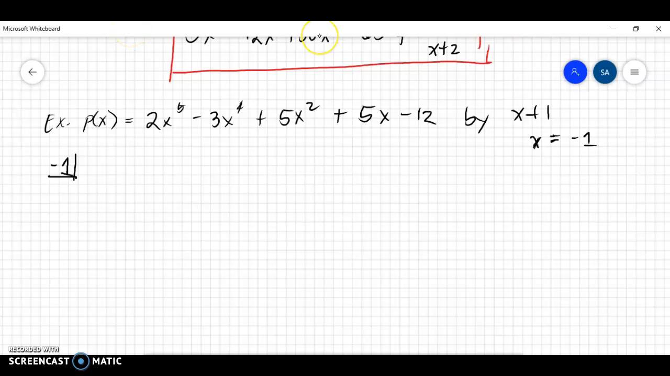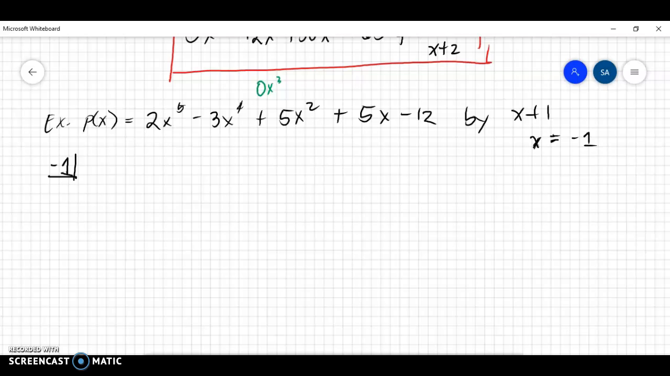Next, we are going to copy the coefficient. Take note, meron tayong nawawalang term dito. Parang sa synthetic substitution din. You have the degree of 5, degree of 4, and degree of 2 already. Our degree of 3, which is 0x raised to 3, is missing. Therefore, meron tayong 0 in between negative 3 and 5.